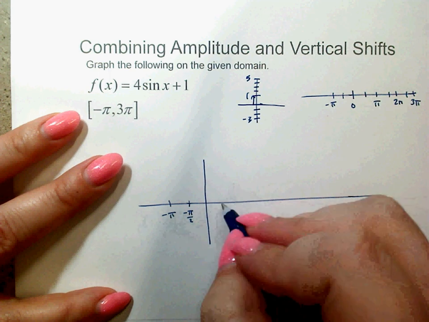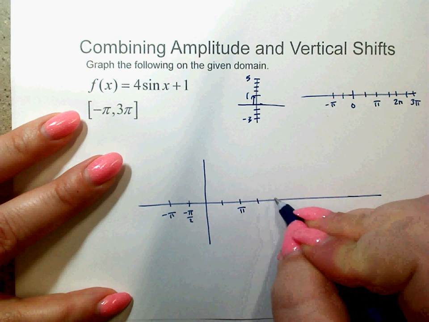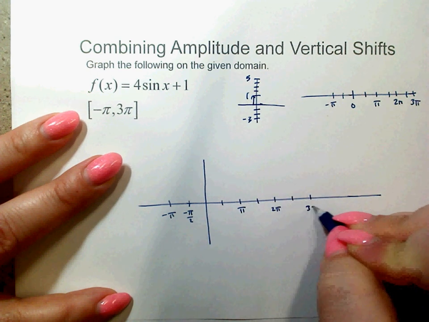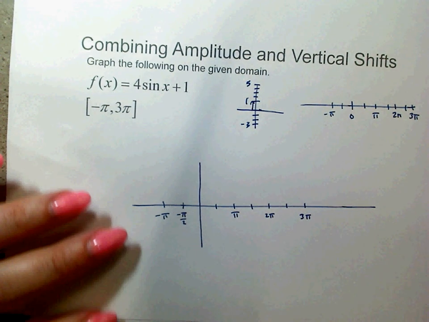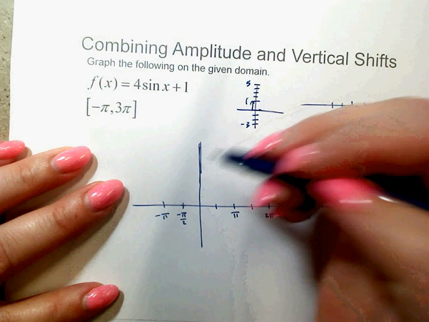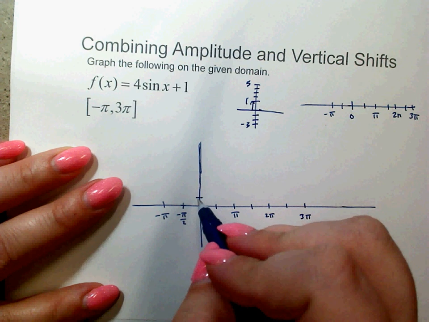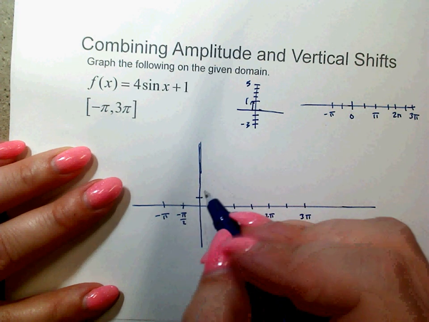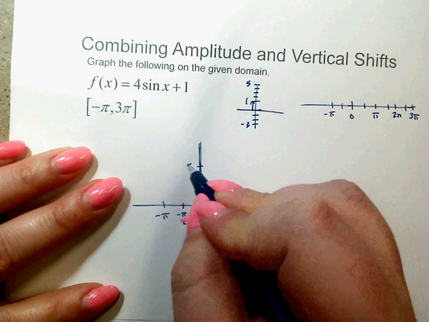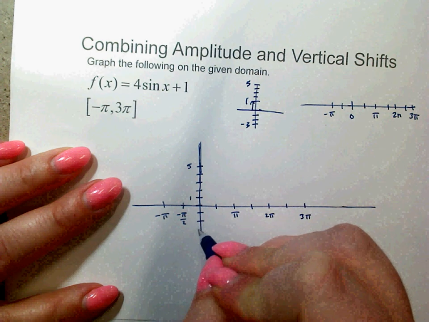So 1 pi, 2 pi, 3 pi. And then my amplitude, I'm supposed to go up 1. So up 1, or my midline, I guess I should say, my vertical shift, and then have an amplitude of 4. So 1, 2, 3, 4, that puts me at 5. And then 1, 2, 3, 4, that puts me at negative 3.